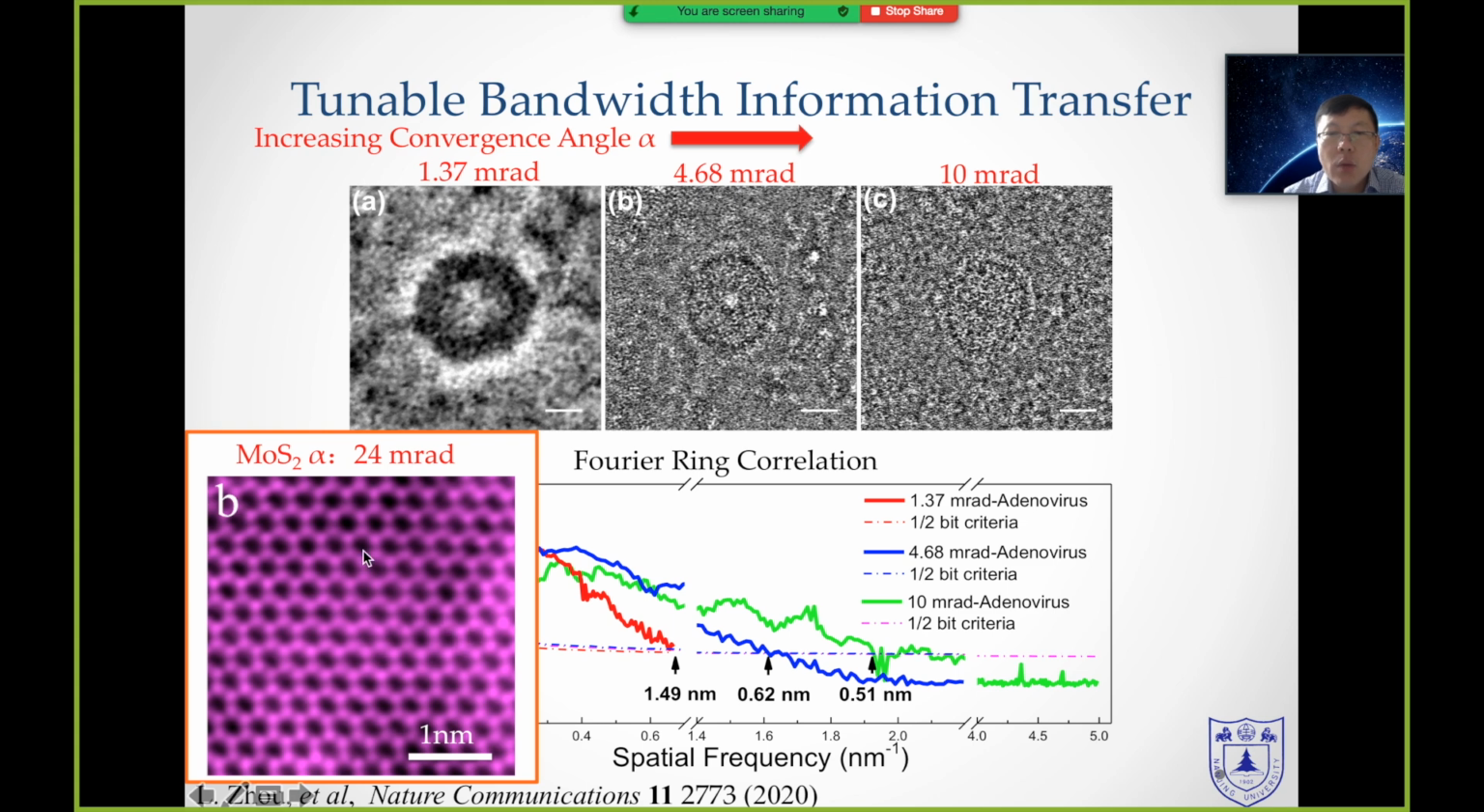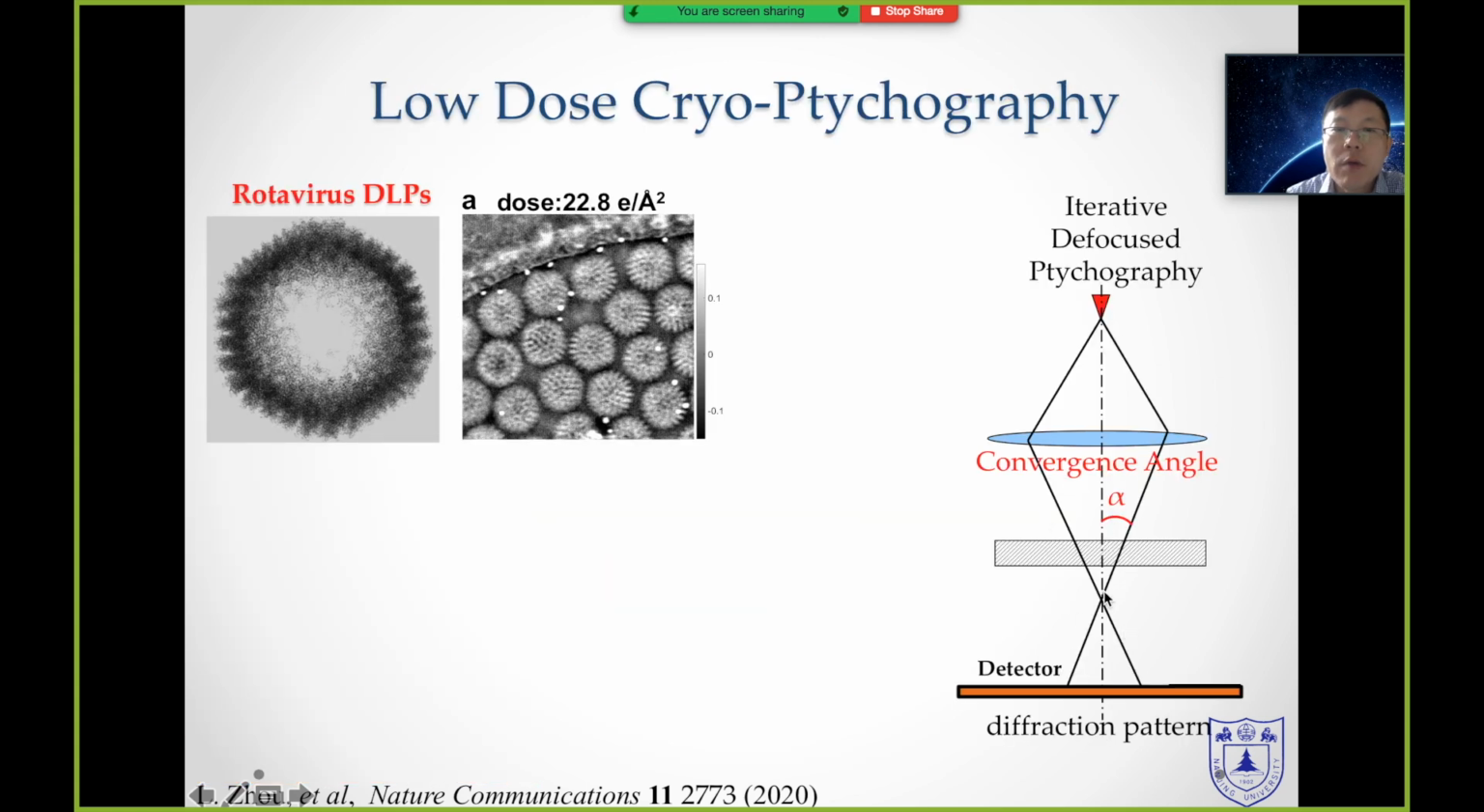Recall that when we used a convergence angle up to 24 milliradian, we were able to reconstruct atomic resolution of molybdenum in material science. Therefore, ptychography information transfer can be tuned to different information frequency ranges. Furthermore, as we use a relatively large defocused probe in the experiment, it is possible to scan a large sample area with a small number of probe positions, which further reduces the total dose.